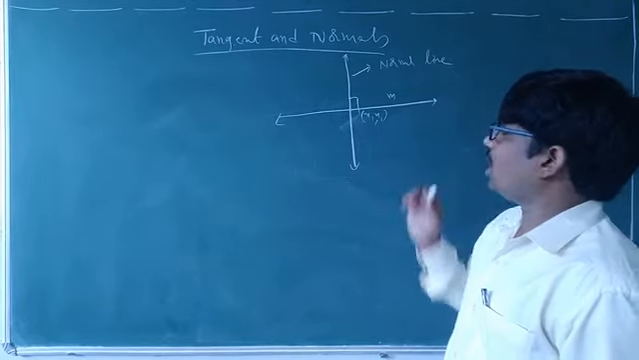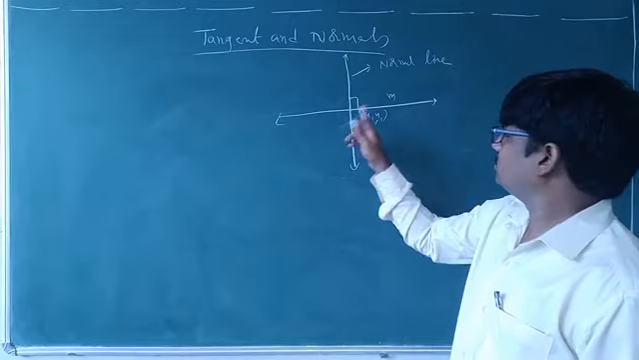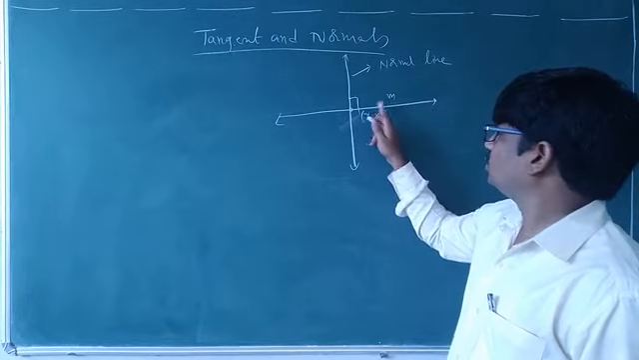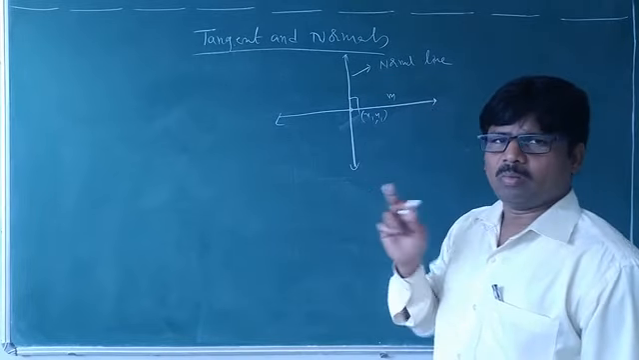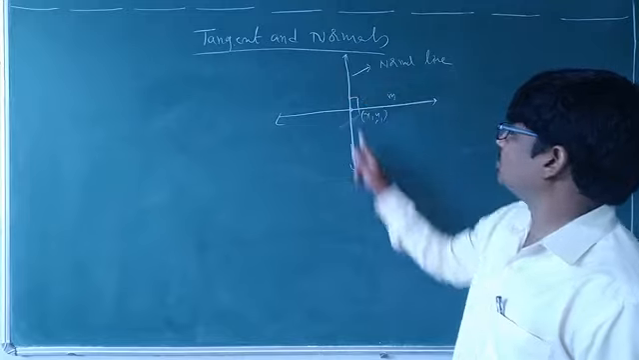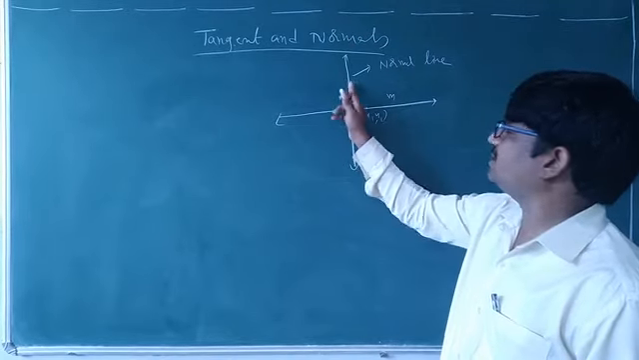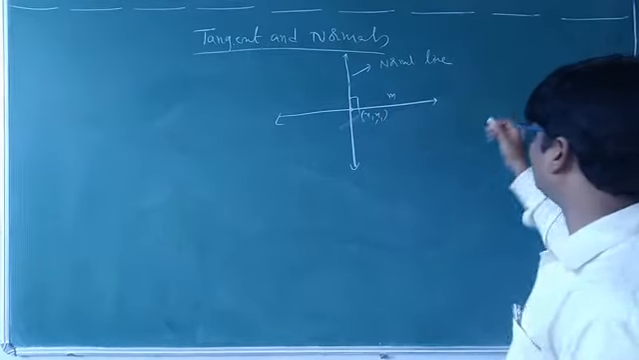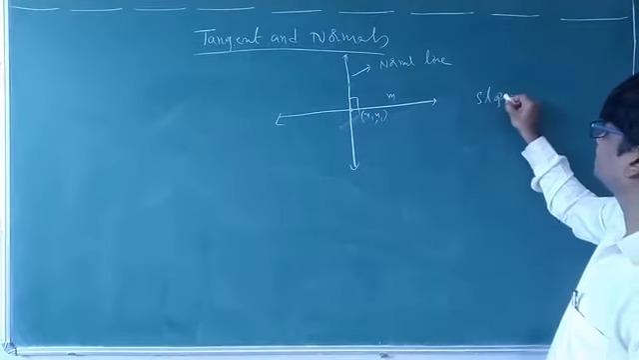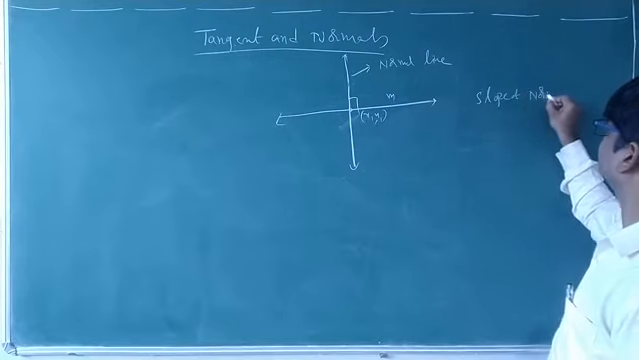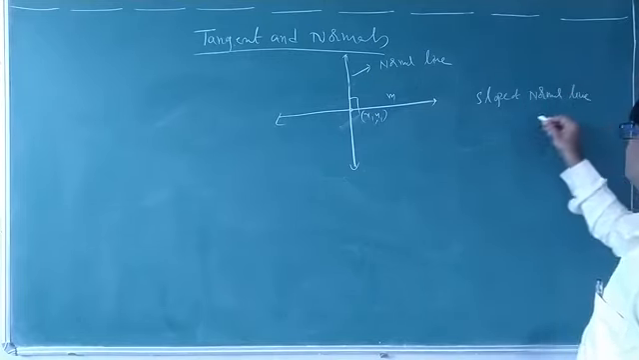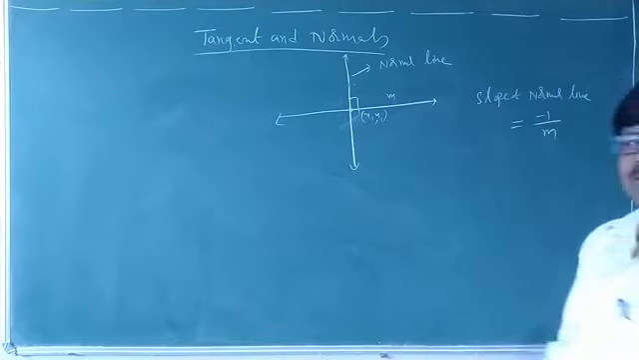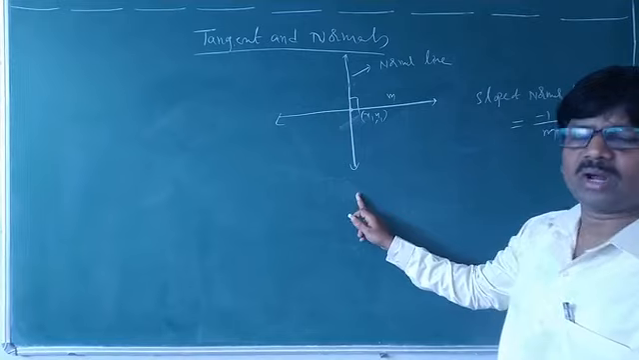How can you find this normal line? Suppose m is the slope, and the point is on this line also. To find this normal line, a point is required and a slope is required. But we don't know the slope, so how can you find it? Both lines are perpendicular, so the slope of the normal line is minus 1 by m.